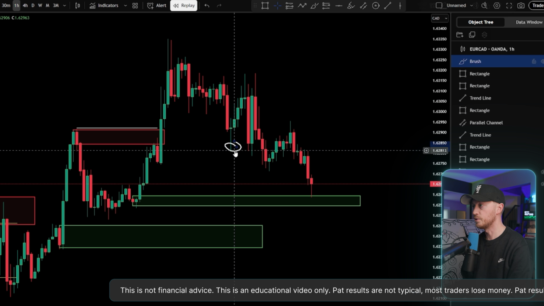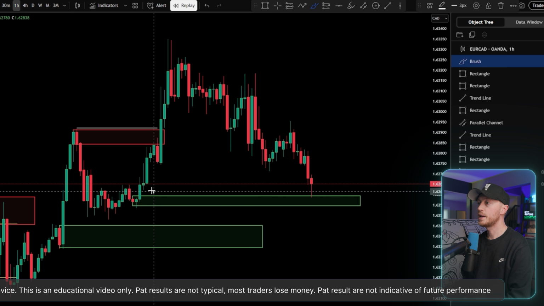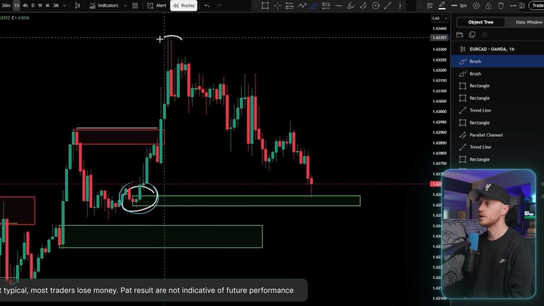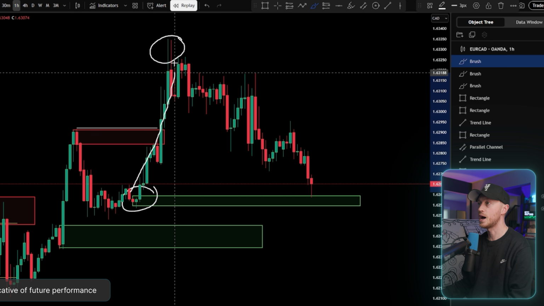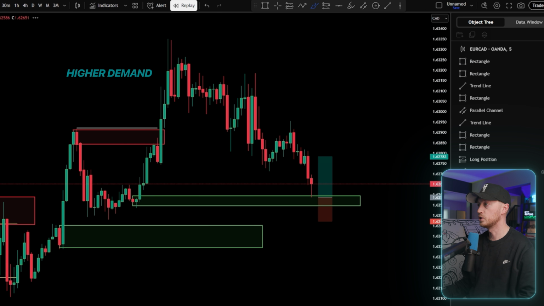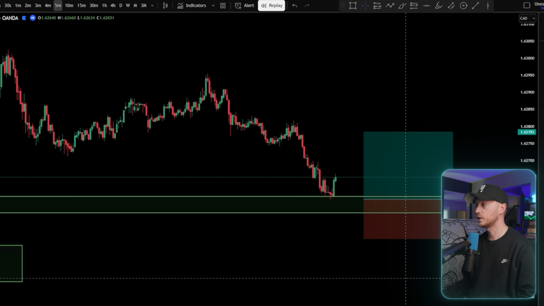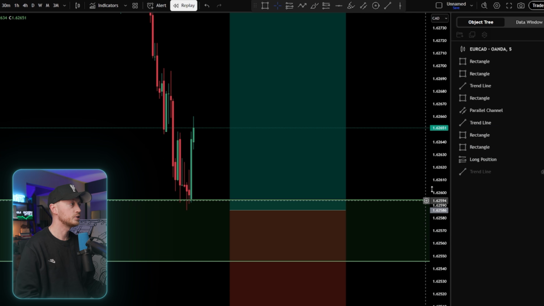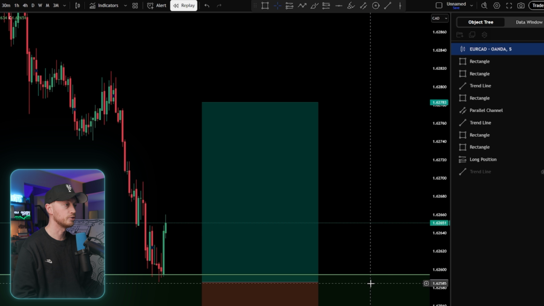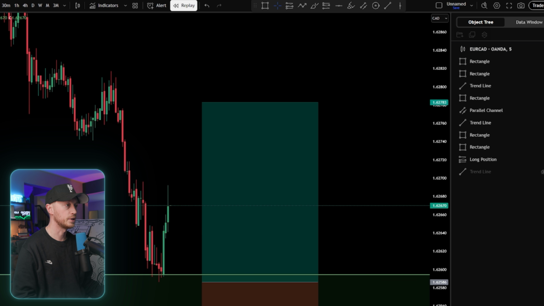So this level of demand is now cleared, and I'm using basically this level to this level right here as the entire demand. So let's go to that 5-minute time frame and show you what I was looking at when I was actually placing this trade and sending it to over 1,000 people. So let's continue to play this position out and see what happened here.